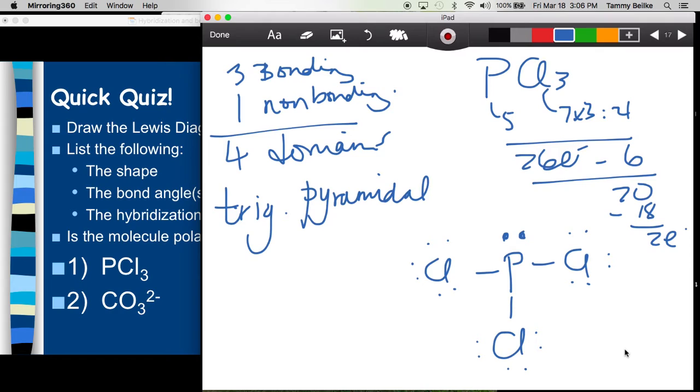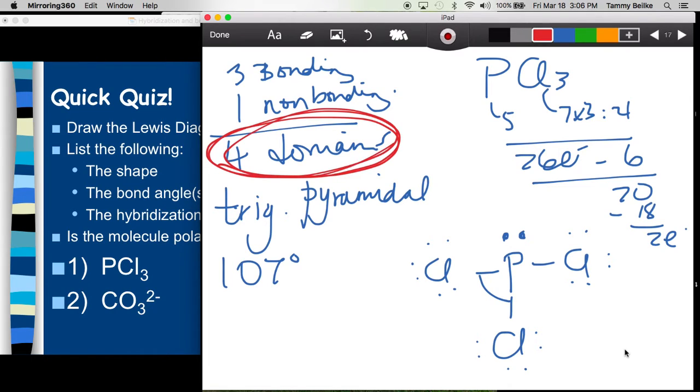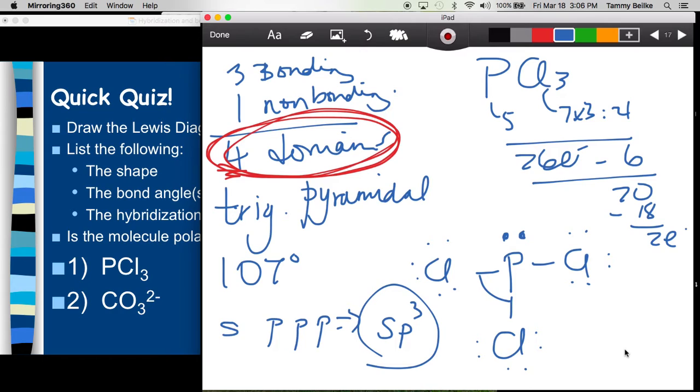Okay? If it's trigonal pyramidal, the bond angle is 107 degrees. Now the hybridization. With hybridization, I emphasized using the total number of orbitals, 4. Since there are 4 total orbitals, we need the s and then 3 of the p's. So that is sp3 hybrid. Okay? All right, so it's sp3 hybrid, and that's really all you need to be able to say on one of my tests. I'll ask what is the hybridization?